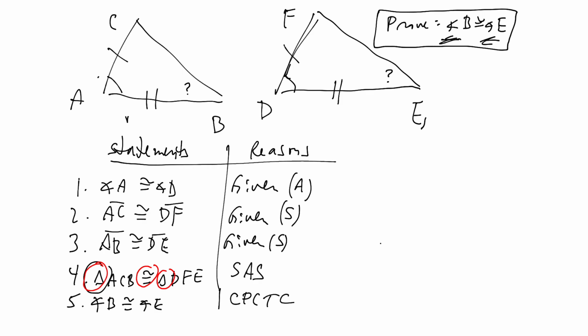and our reason is corresponding parts of congruent triangles are congruent. The most important letter there is the middle C, because that stands for congruent. So we've proven that two triangles are congruent, and then we are allowed to talk about the other three pieces that weren't mentioned yet. So this was one where we were finding that two angles were congruent.